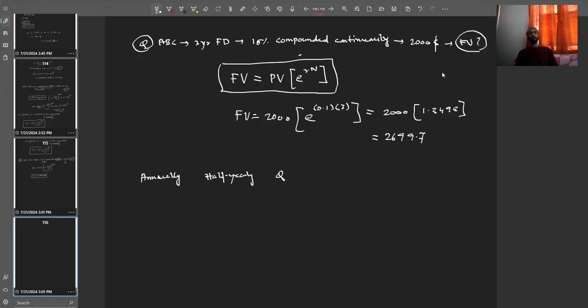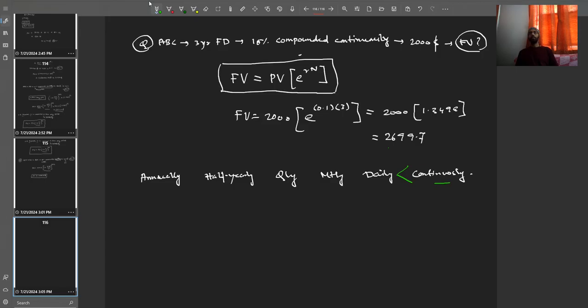We can compound quarterly. We can compound monthly. We can compound daily. We can compound continuously. And one very, very key insight I want to mention here is, if the compounding is continuous, then the end value or the future value will be greater than the daily compounding value for the same initial investment.